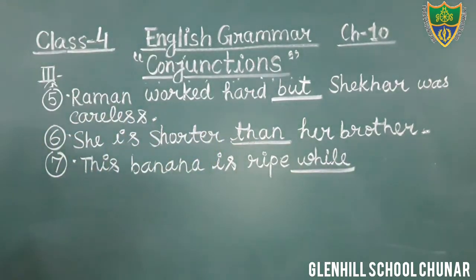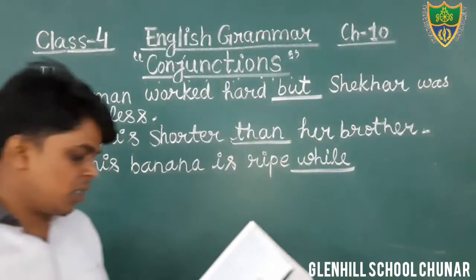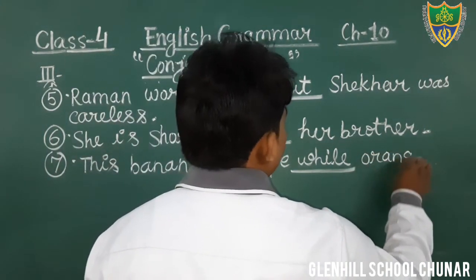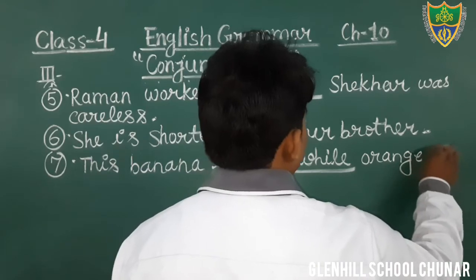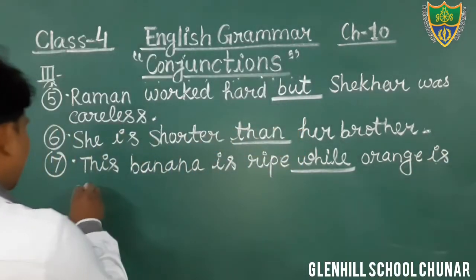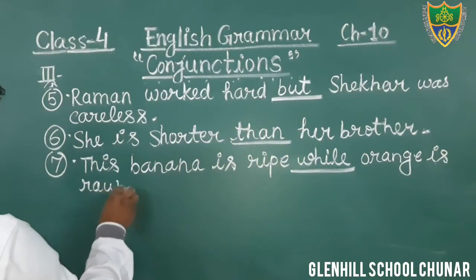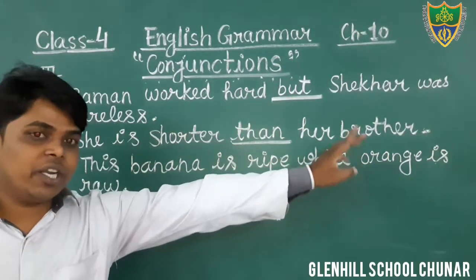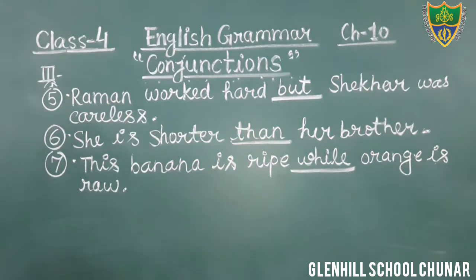This banana is ripe, while orange is wrong. Okay, just see. This banana is ripe, while orange is wrong. Come to the next question, students. Question number 8.